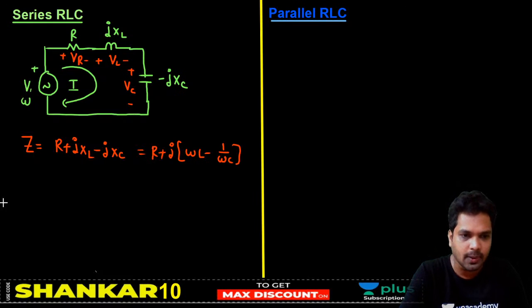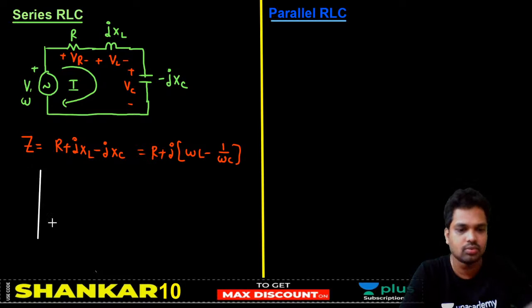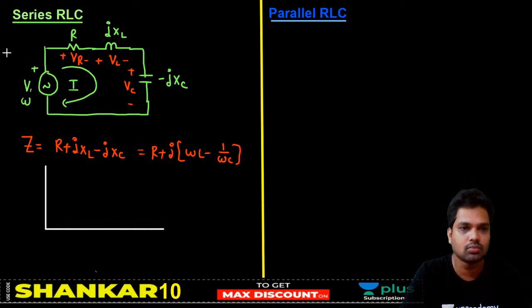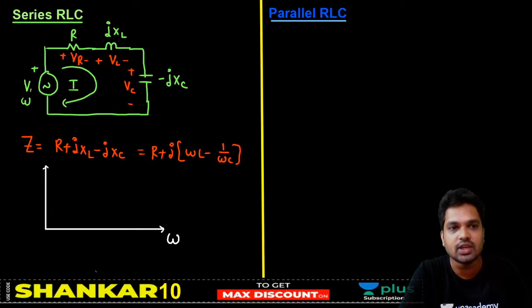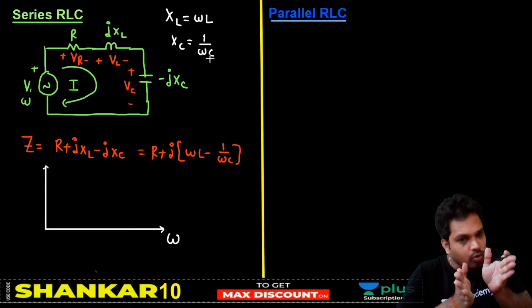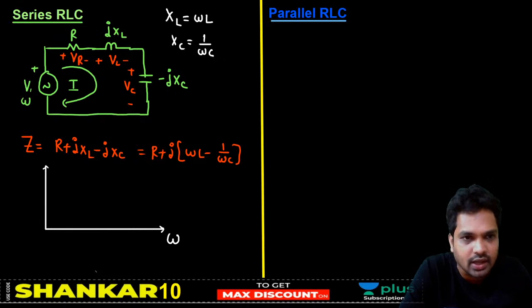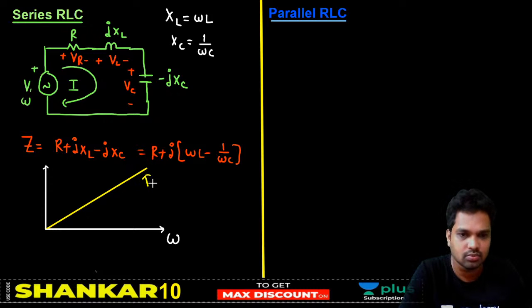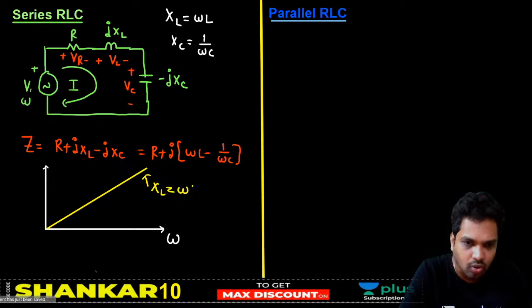So let us plot a very important thing, reactance, with respect to omega. What about XL? What is XL, sir? XL is equal to omega L. XC is equal to 1 by omega C. If omega is increased, your XL will also increase linearly. Let me plot that. This is your XL, which is equal to omega into L.